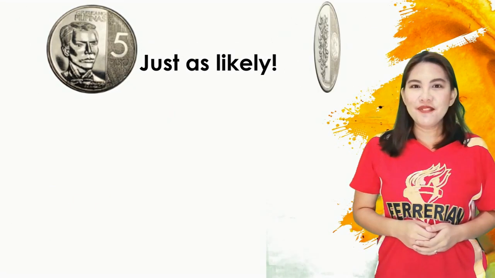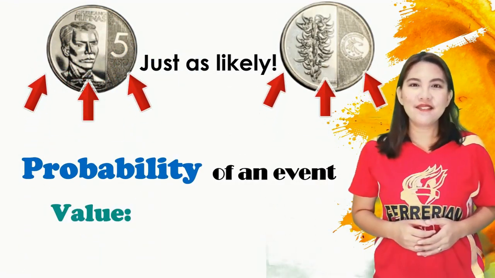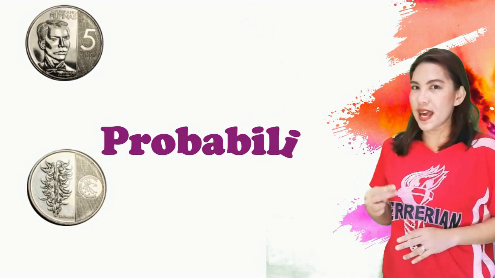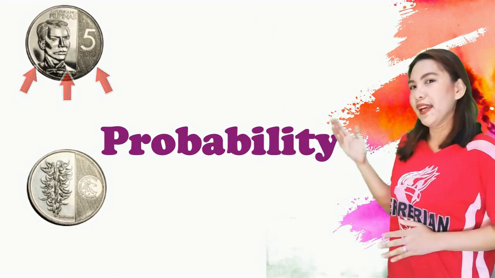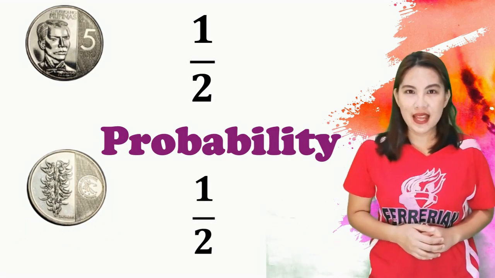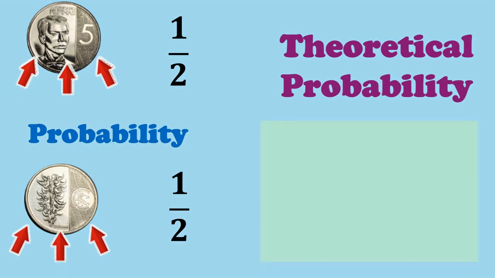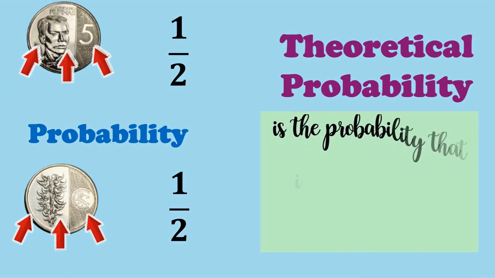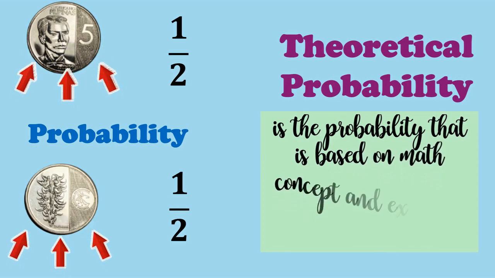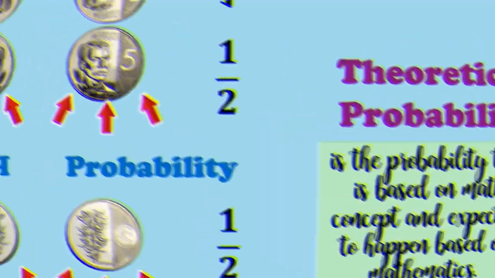The probability of an event, like getting heads or getting tail, is a value that tells us how likely an event is going to happen. With our coin toss, since each side is just as likely and there's just 2 sides to a coin, the probability of getting head is a fraction 1/2, and the probability of getting tail is also 1/2. Specifically, this probability is known to be their theoretical probability. Theoretical probability is a probability based on math concept and is expected to happen based on mathematics.